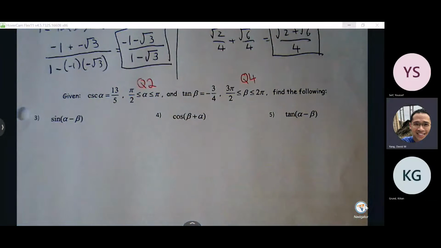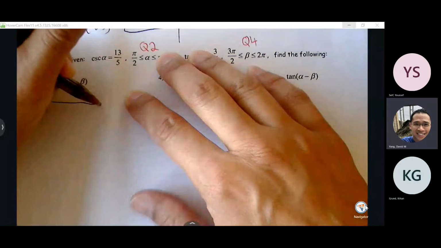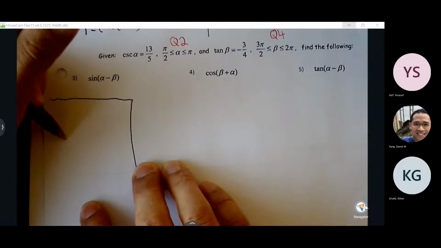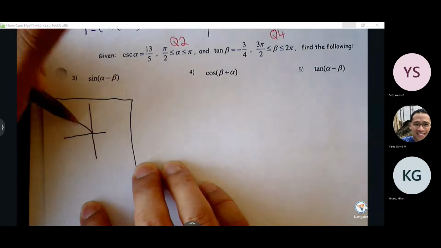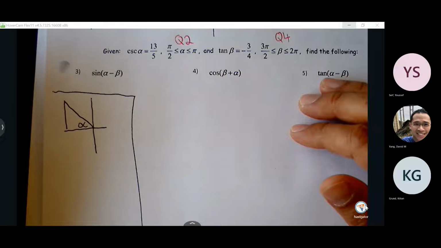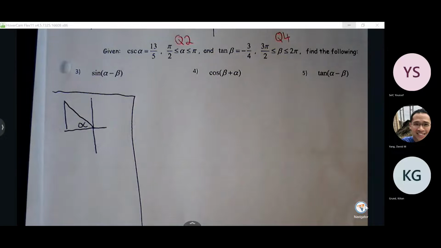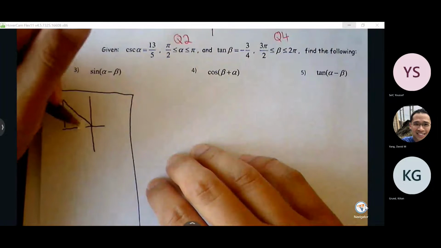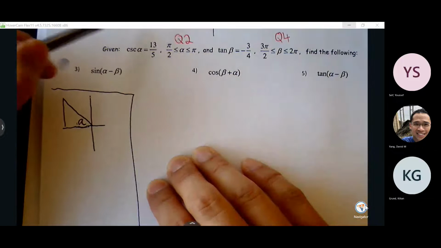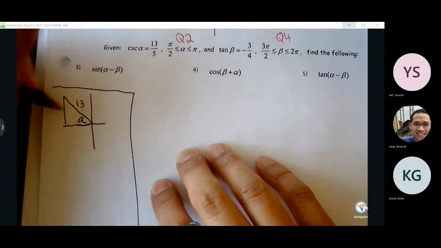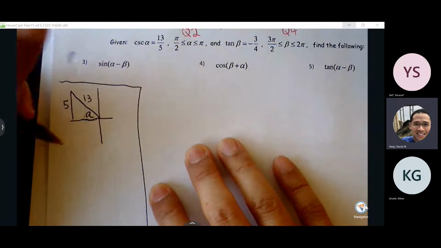Okay, so I'm going to draw 2 triangles here. I'll put it in this space so that I have some room to work with on the right. Okay. So for alpha, we know quadrant 2. Cosecant is the reciprocal of sine, so hypotenuse over opposite. Pythagorean theorem.